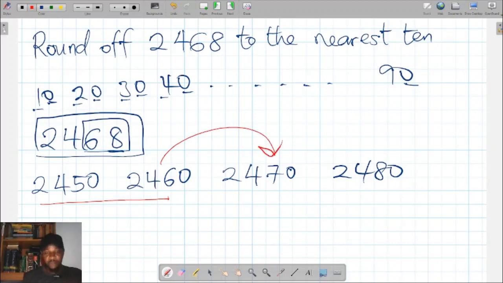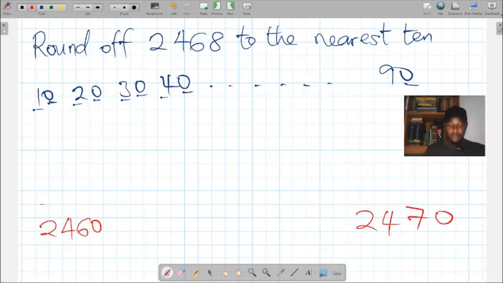So we're going to extract those. 2,460, 2,470. And these right here form what we call the upper bound for these numbers. Now 2,460 forms what you call the lower bound for the number. 2,470 is the upper bound. And so somewhere here we're supposed to have this number 2,468.